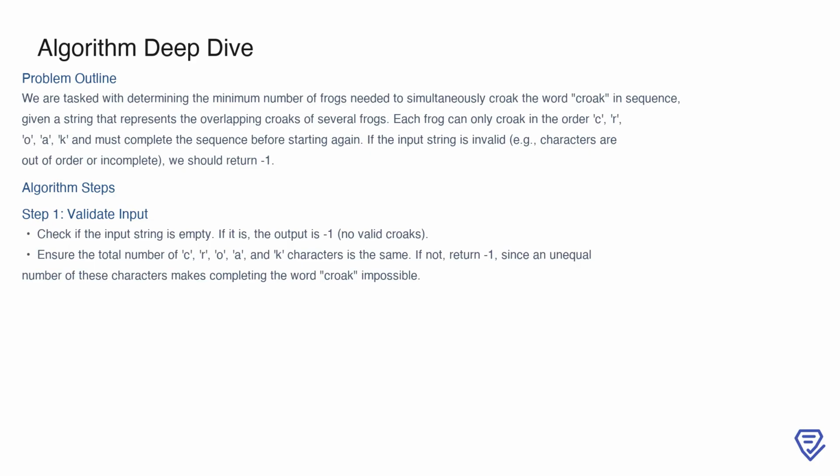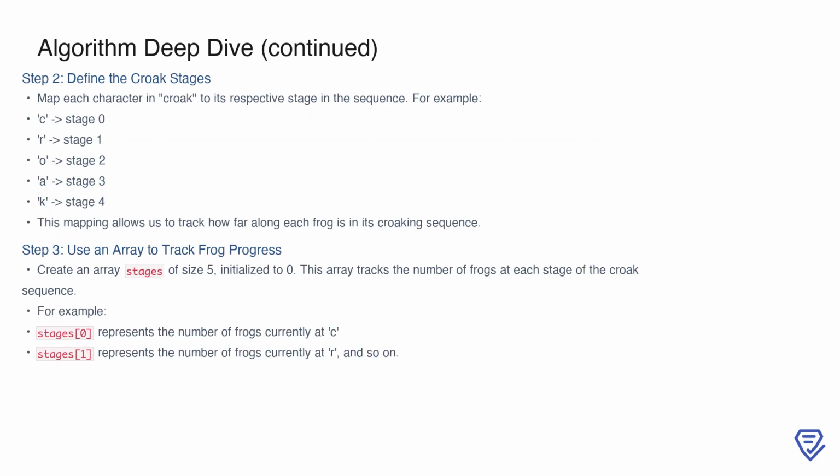To begin solving this, the first step is to validate the input. We check if the input string is empty, as this would mean no valid croaks are possible, and the result would be -1. Additionally, we ensure that the total number of C, R, O, A, and K characters in the string is equal. If not, it would be impossible to complete the word croak, so we would return -1 in this case as well.